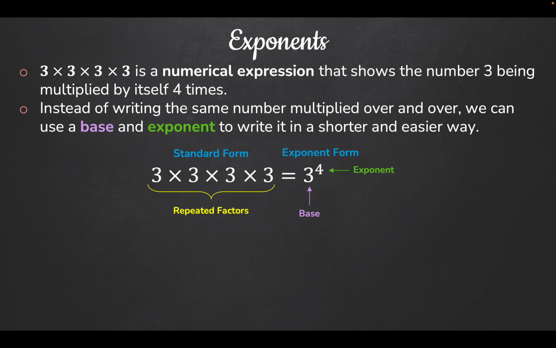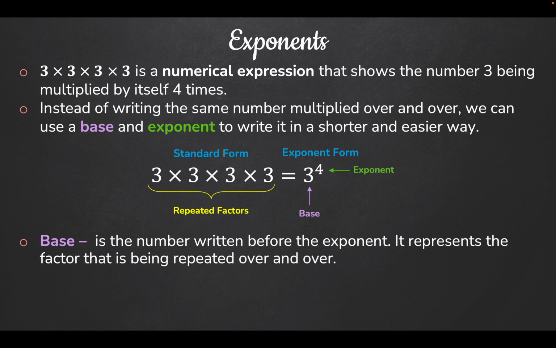So here we have 3 times 3 times 3 times 3. And notice that we see that 3 is being repeated over and over again, so it's a repeated factor. And we have this written out in standard form. And our goal is to take that and write it in exponent form. But before we do so, let's go over a couple of components that we need to understand before writing something in exponent form. So the first one is the base.